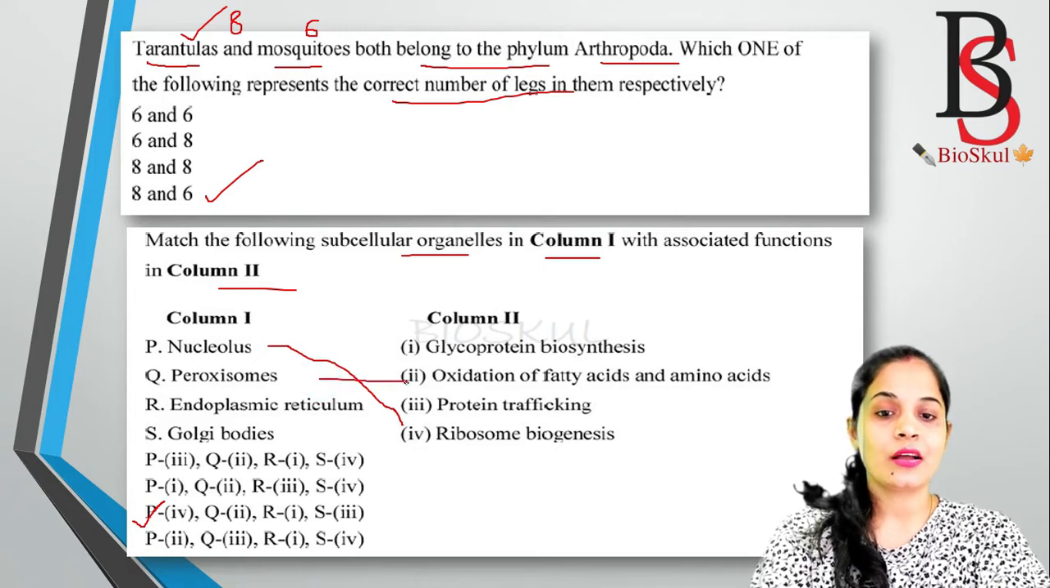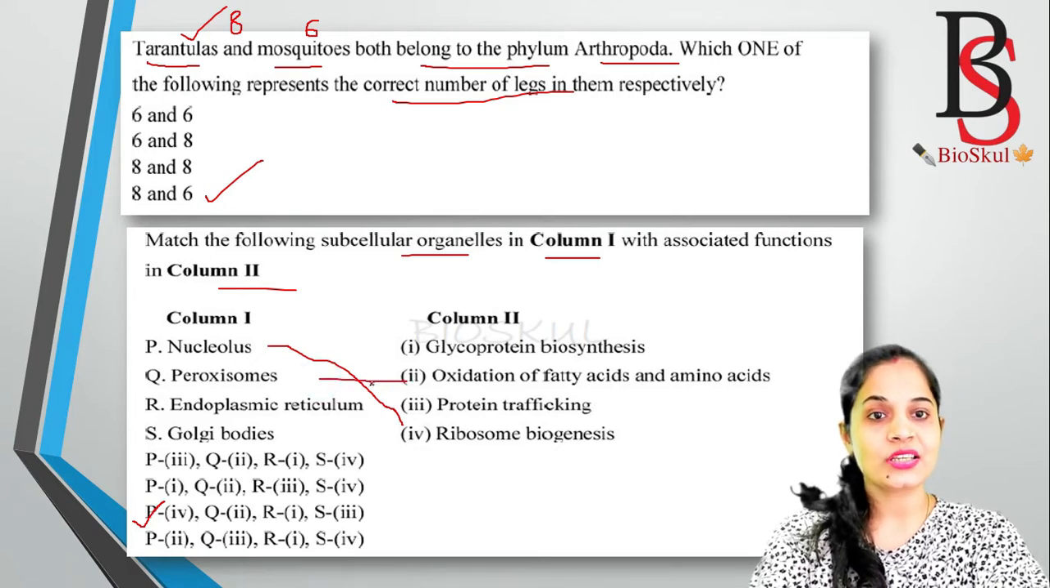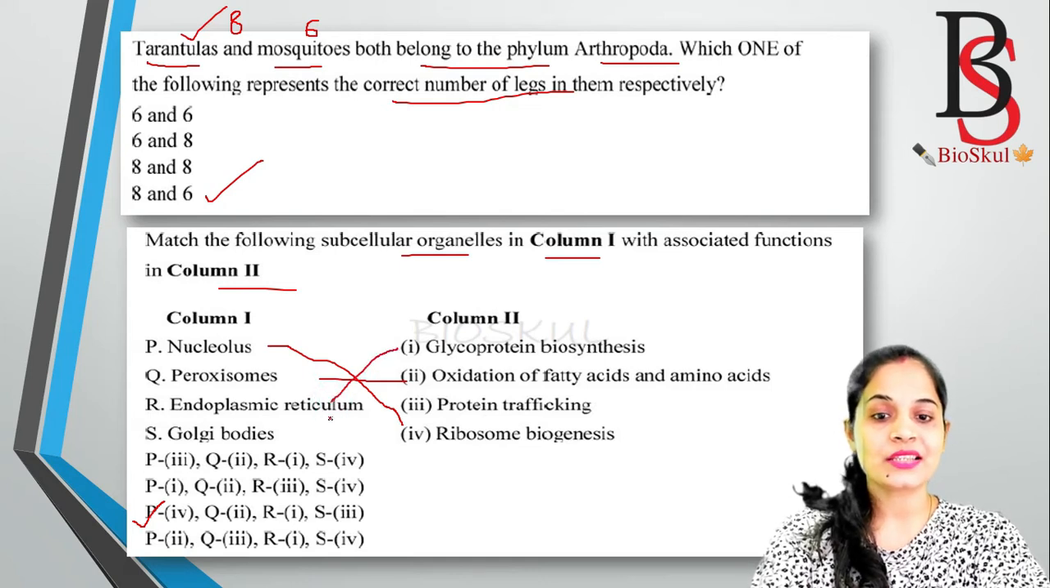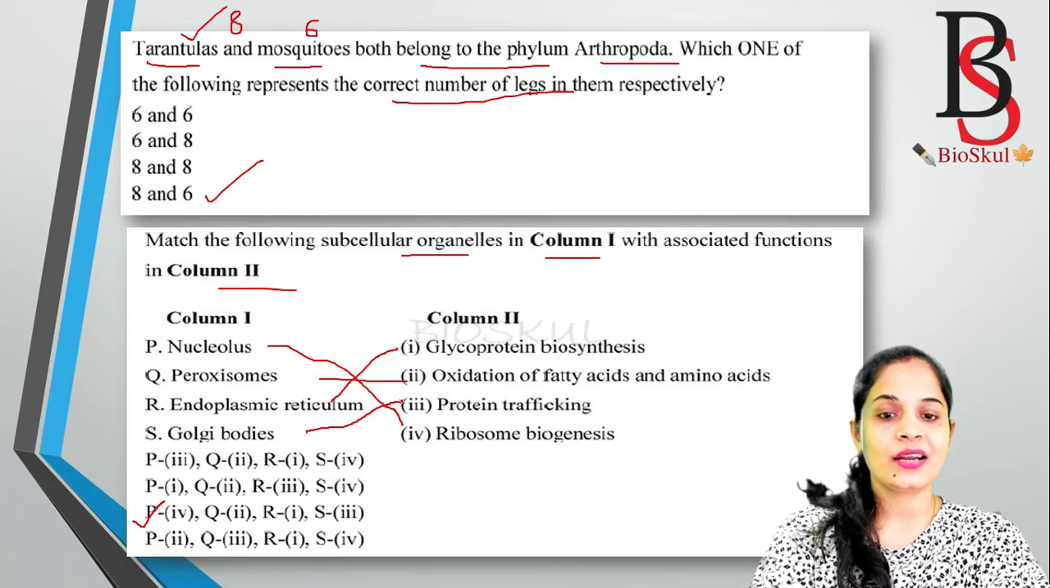Peroxisome helps in the oxidation of fatty acid and amino acid. Endoplasmic reticulum, its main function is in glycoprotein biosynthesis. And Golgi body helps in protein trafficking.